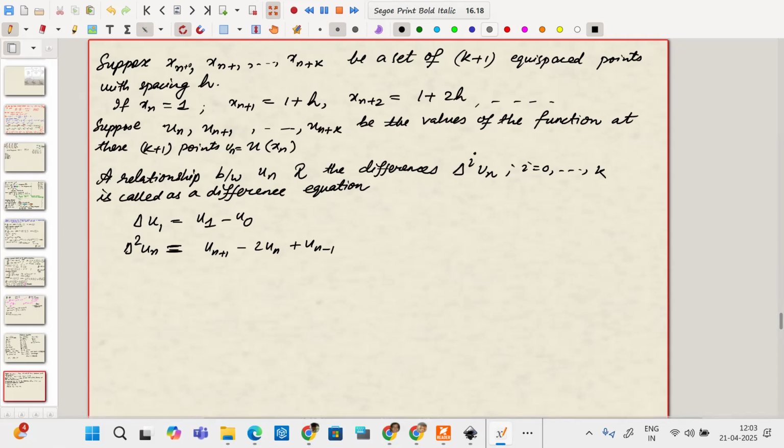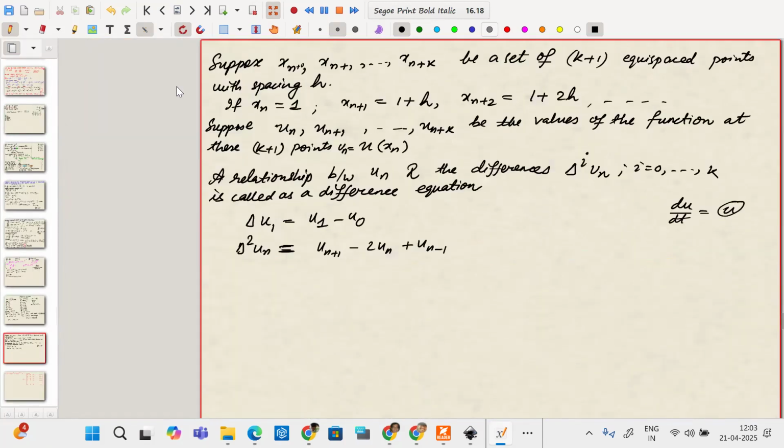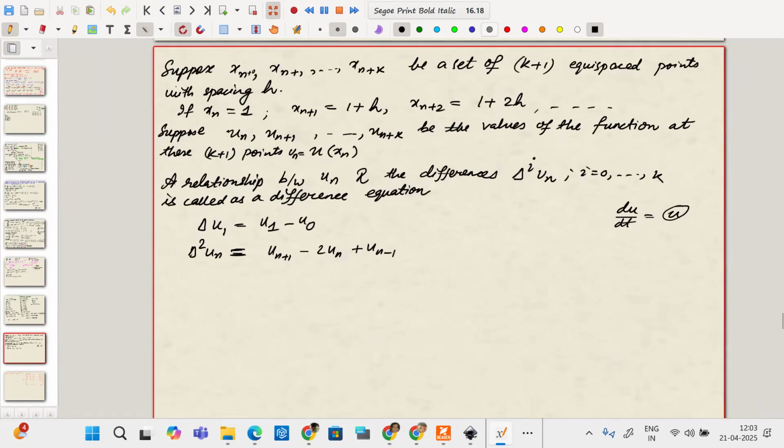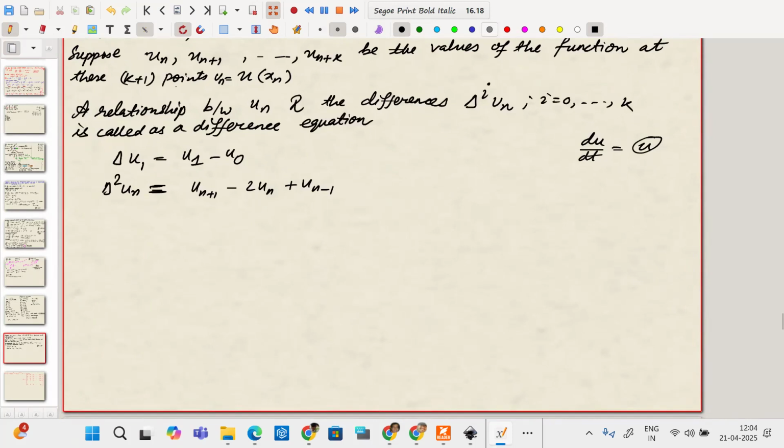Actually, if you note, in ODE also we do it. In ODE, du by dt depends on u. So in a difference equation also it is happening. Therefore, now you know why it is known as a difference equation. We will come to how a difference equation looks like, then maybe you will get a better understanding of why we call it a difference equation.